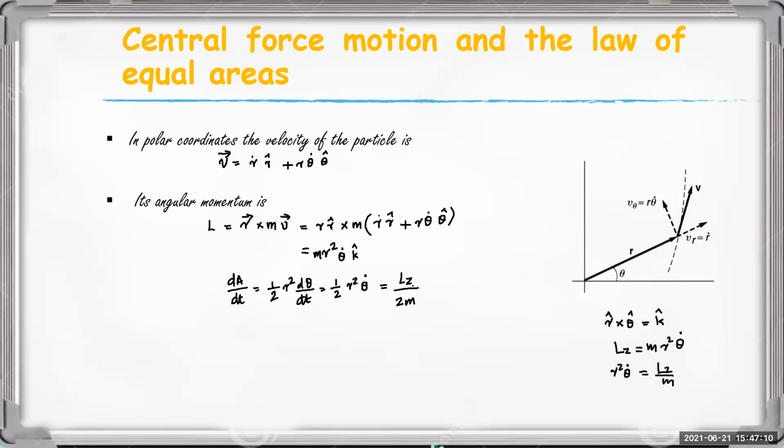Here we know that Lz is constant. Lz is constant for central force. Then here mass is also a constant. Then it follows that dA by dt is constant also. So dA by dt is constant.